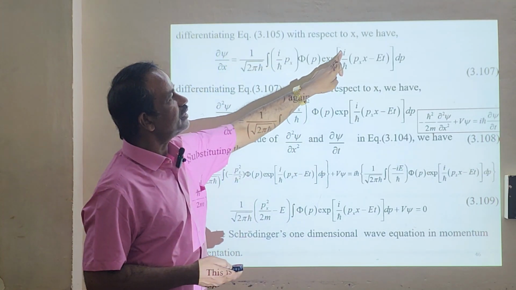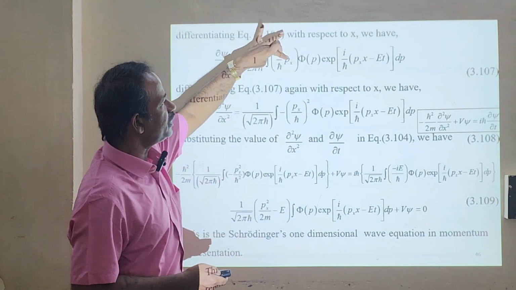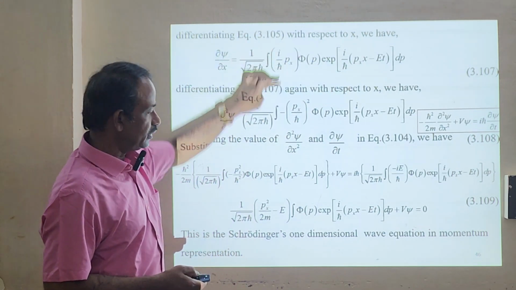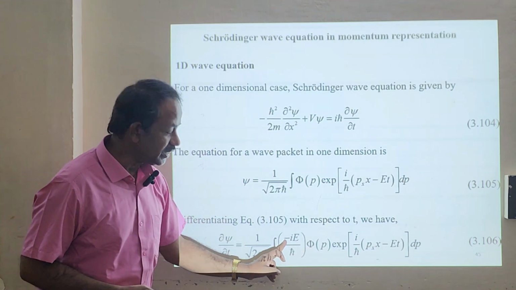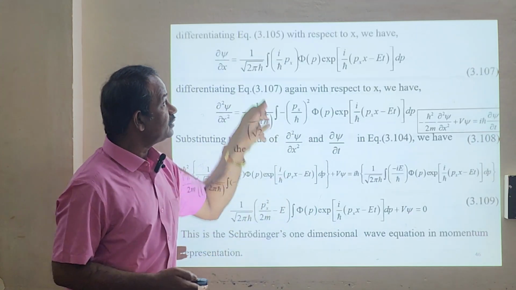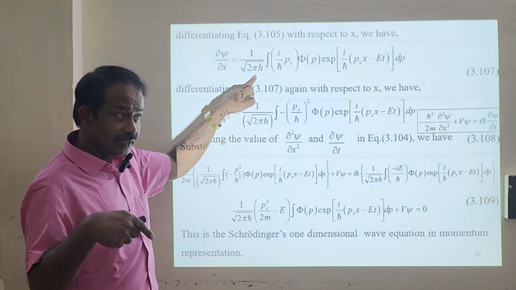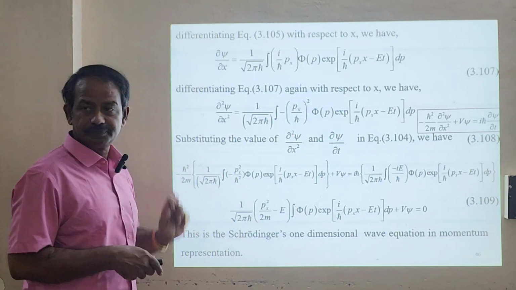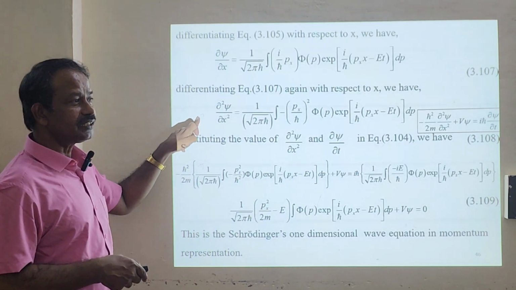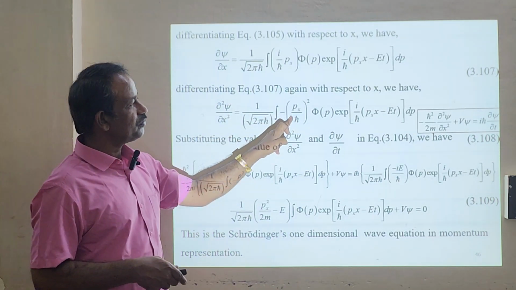Okay, we have differentiated ipx by h cross. See here, ipx by h cross. Earlier we differentiated with respect to t, you had minus iE by h cross, but this time we have differentiated with respect to x. So we will get ipx by h cross, this term. Again, you just differentiate, that will give you a minus sign.